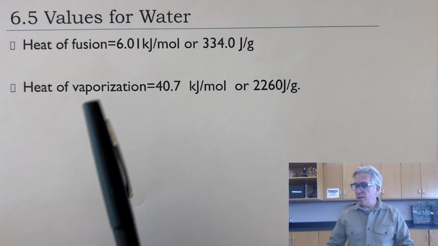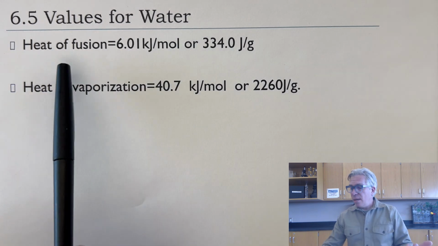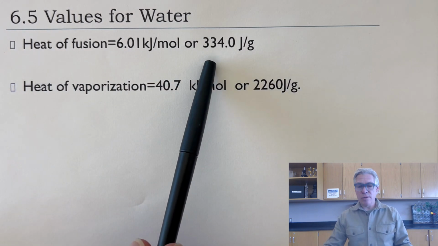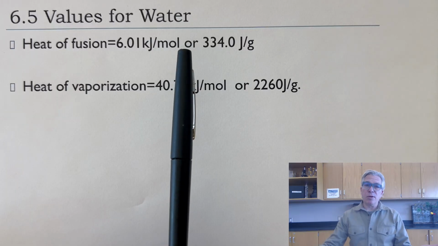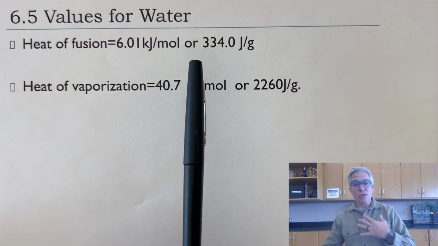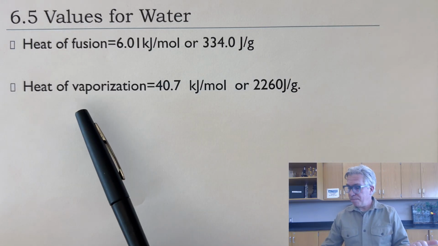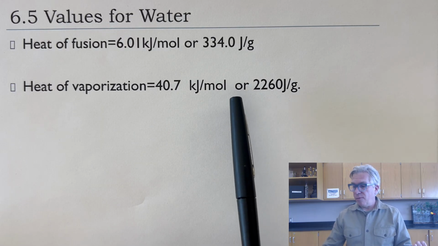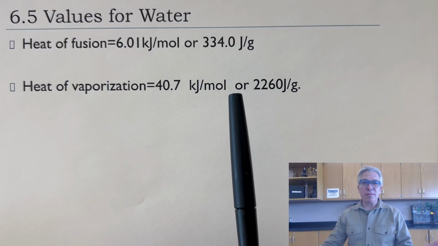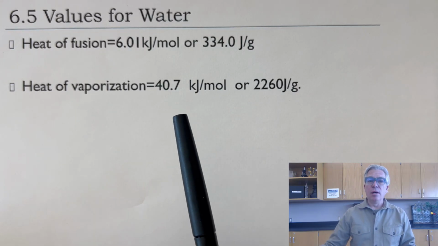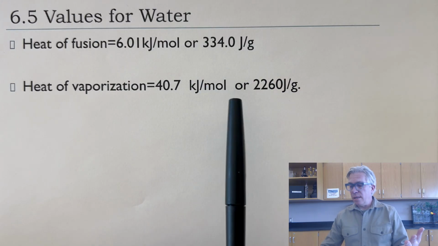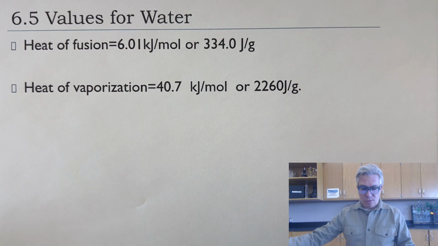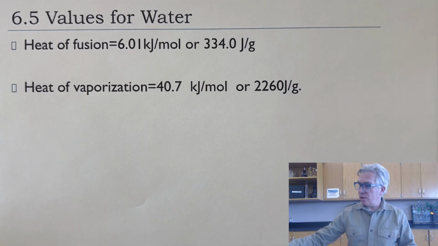Just for your common knowledge, the heat of fusion for water is 334 joules per gram. Sometimes you'll see it reported as 333. I was told 334 growing up, so there you go. Heat of vaporization is 2260 joules per gram for water. Now, these are probably not something you have to memorize, although it's nice to know and just have in your head. These would likely be given to you on any type of question that you might encounter.